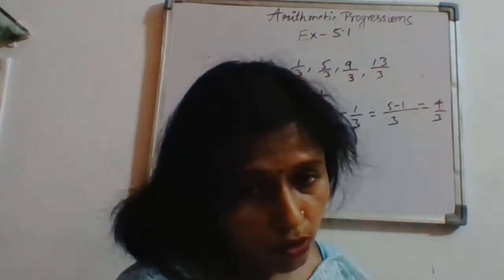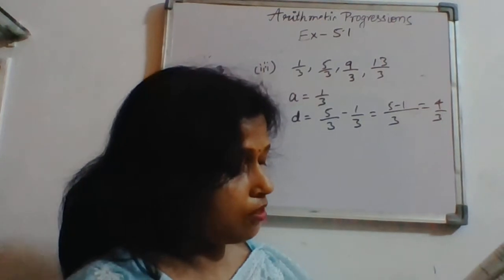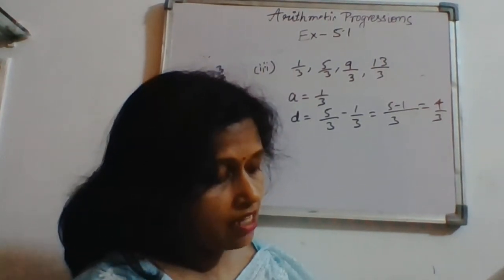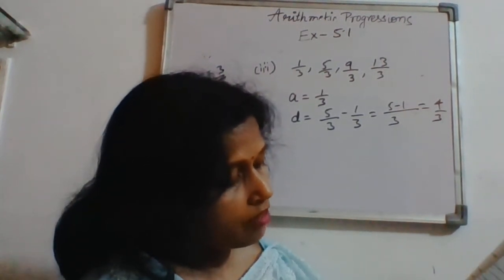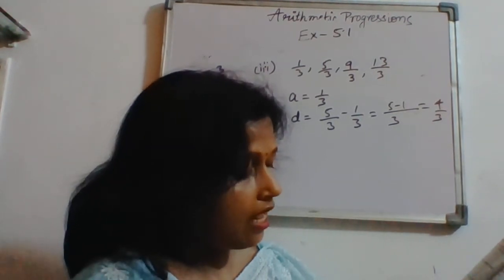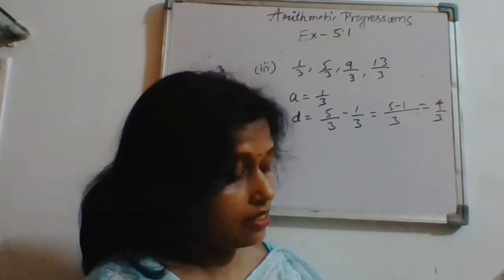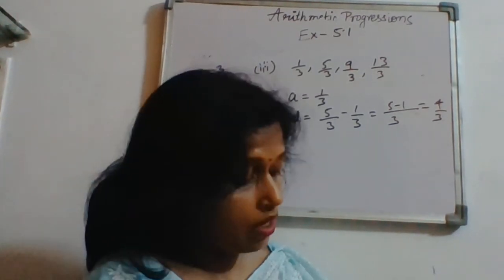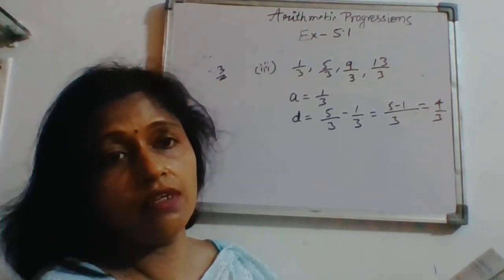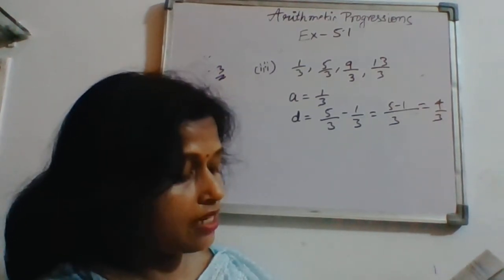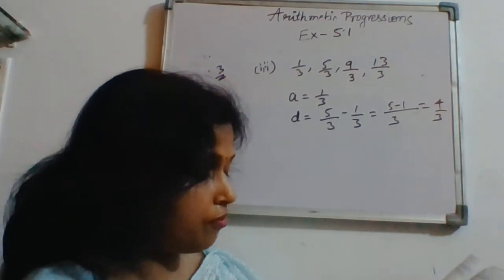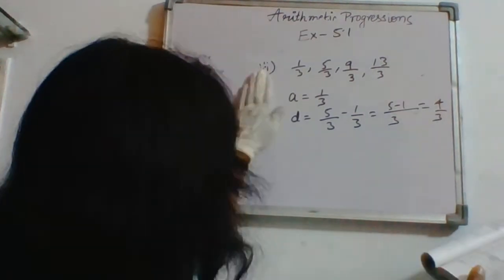In question number 4, which of the following are APs? If they form an AP, find the common difference D and write 3 more terms. Okay, you have to check first whether they are in AP or not. So first you have to find the common difference, then only we can say whether the list of numbers is in AP or not. And then we have to find 3 more terms of the AP.